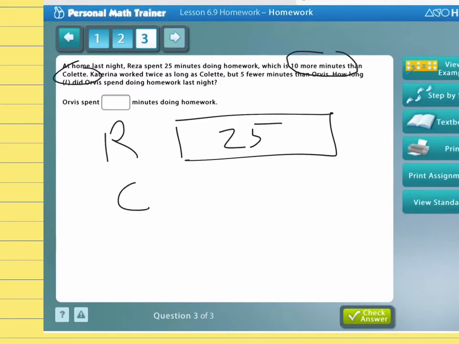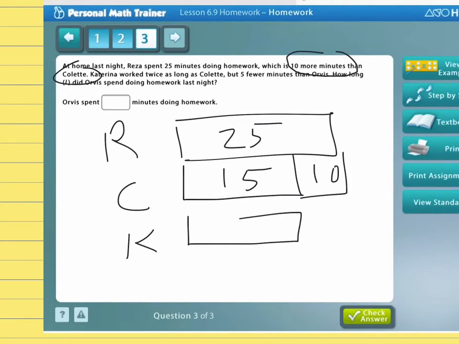So we know Colette is less. So I'm going to draw a bar here, and I know that Riza did 10 minutes more than Colette. So what is Colette? Colette must be 15. Katerina, so I'm going to add another person, worked twice as long as Colette. So I'm going to take Colette, I'm going to double it. So I know that it's 15 and 15, and that's a total of 30.